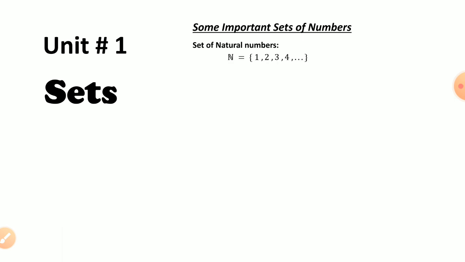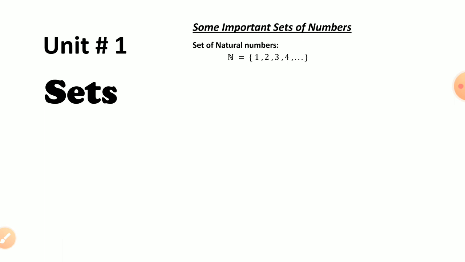Today we are going to start our first chapter, that is sets. Let us start by revising some basic sets of numbers. The first one is the set of natural numbers. The set of natural numbers is represented by a capital N and it includes all the counting numbers starting from 1.